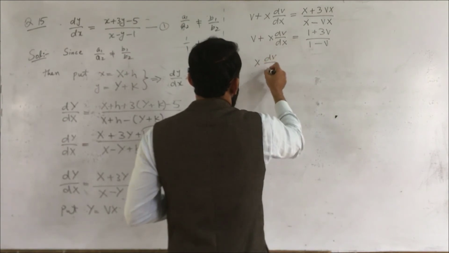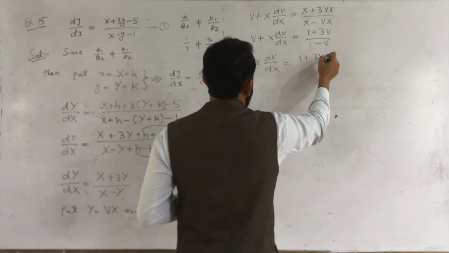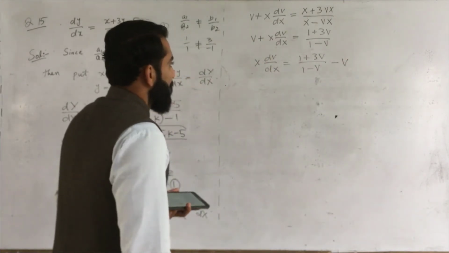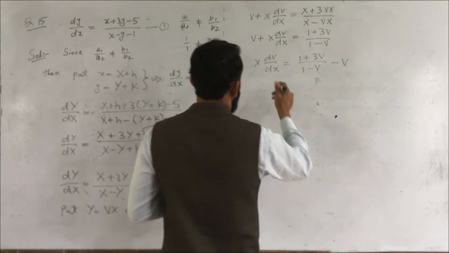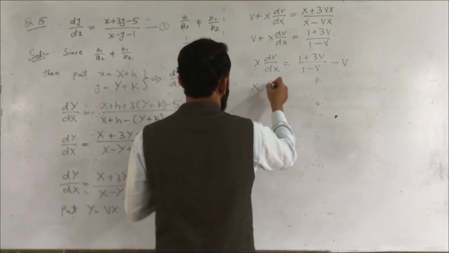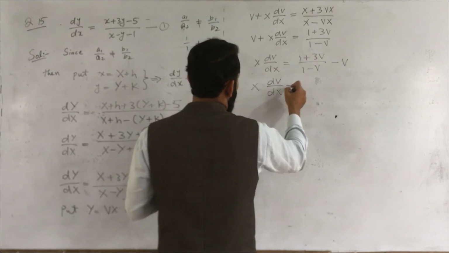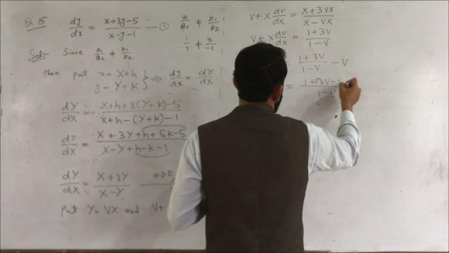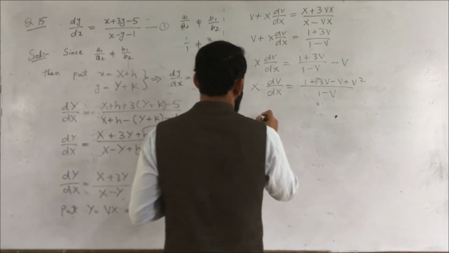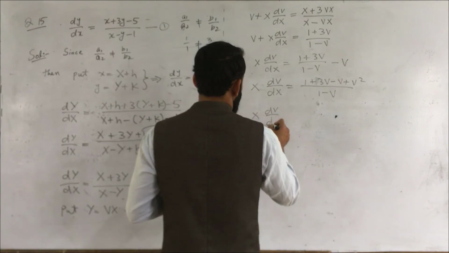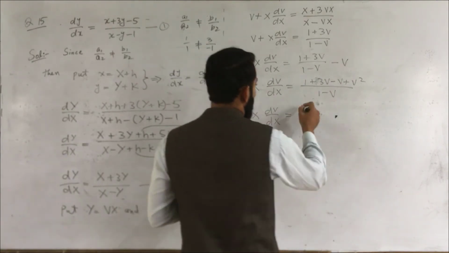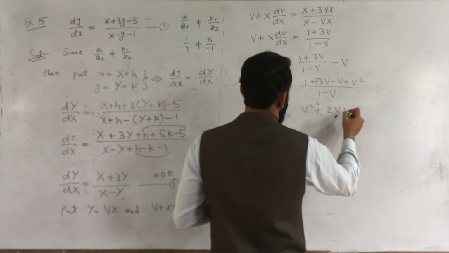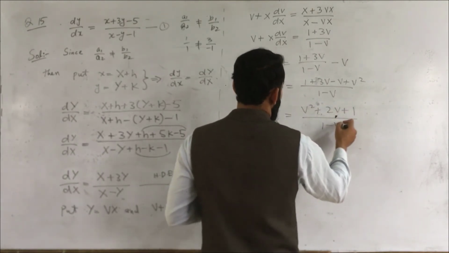x dv over dx is equal to (1 plus 3v) over (1 minus v), and the v from the left hand side goes to the right hand side. Then solving by taking LCM, x dv over dx is equal to (1 plus 3v minus v plus v square) divided by (1 minus v), which is (v square plus 2v plus 1) divided by (1 minus v).